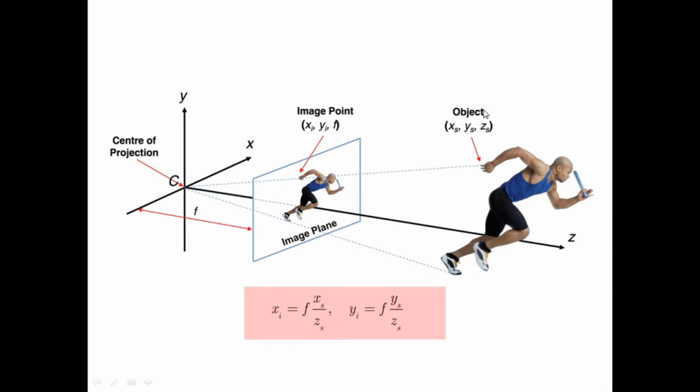Whenever these coordinates are projected on the image plane, they turn into small xi and small yi, and this f represents the distance between your camera center and your image plane. These equations we got from the concept of similar triangles, hence I have reproduced it here.